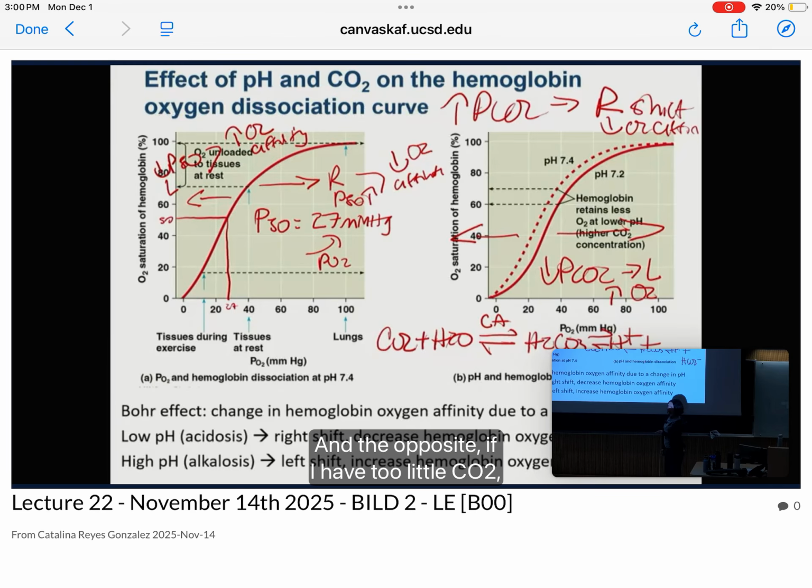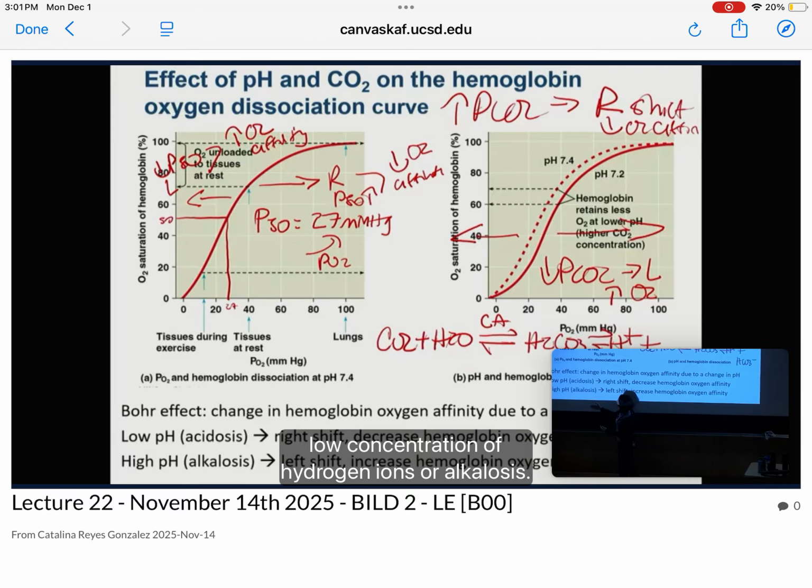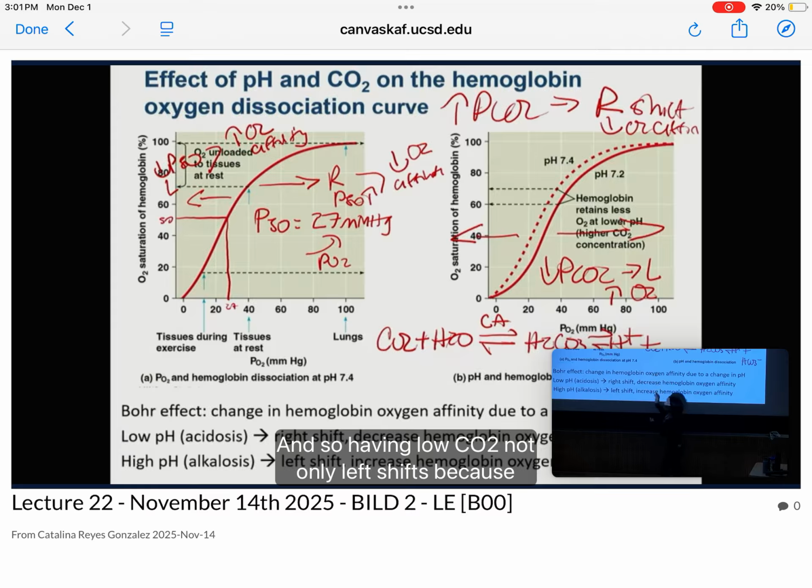Does that make sense? And the opposite, if the CO2 is too low, this equation is going to move to the left to try to equilibrate that, right? So I'm going to have more hydrogen ions react with bicarbonate forming carbonic acid. That means that I have a low concentration of hydrogen ions, or alkalosis. And so having low CO2 not only left shifts because we have less competition for those oxygen binding sites, but also generating that alkalosis is going to further left shift and increase the hemoglobin oxygen affinity.